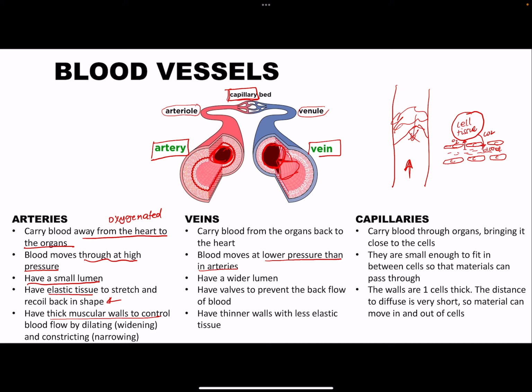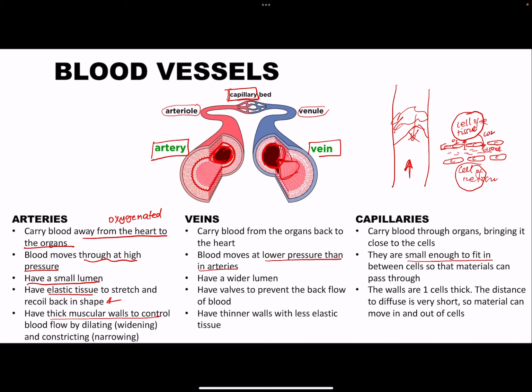So in this case, it means that this wall here has to be thin enough in order to allow for a shorter distance for substances to move from the internal part of the capillary towards the cells that the capillary is delivering the substances to. So to perform that function, they are small enough to fit in between cells. If that was a cell, and this is going to be another cell of the tissue within the organ, we can see the capillary can fit right in between them in order to supply them with the nutrients as well as oxygen.